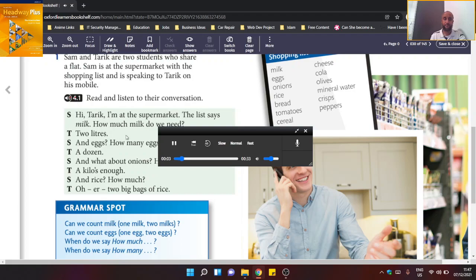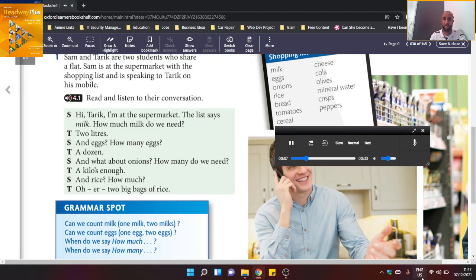Unit 4, 4.1. Hi, Tariq. I'm at the supermarket. The list says milk. How much milk do we need? 2 liters. And eggs? How many eggs? A dozen. And what about onions? How many do we need? A kilo's enough. And rice? How much? Oh, 2 big bags of rice.